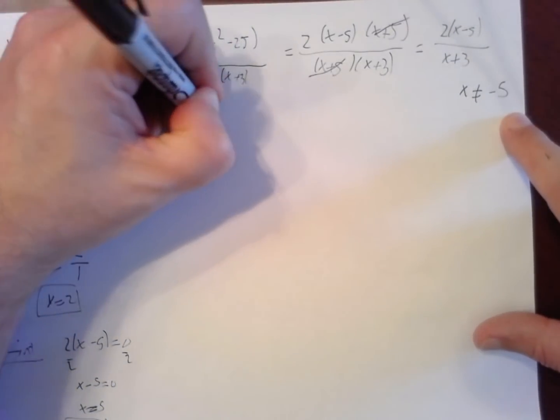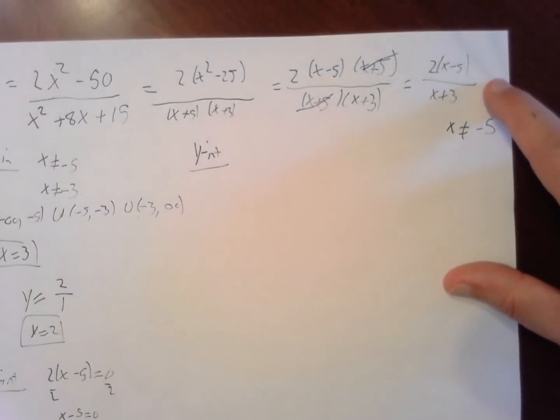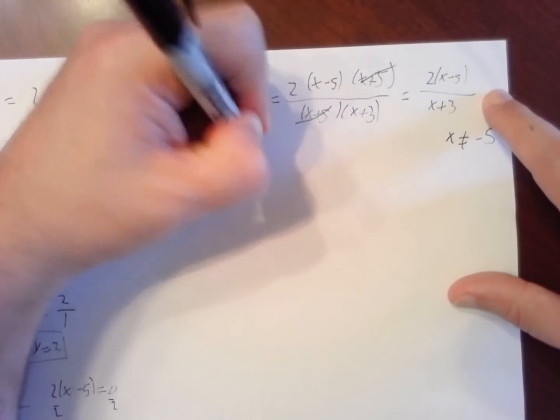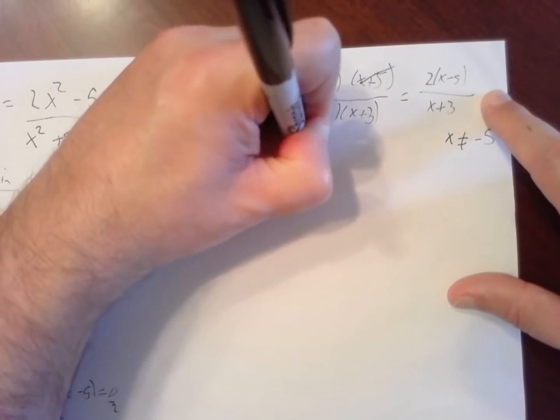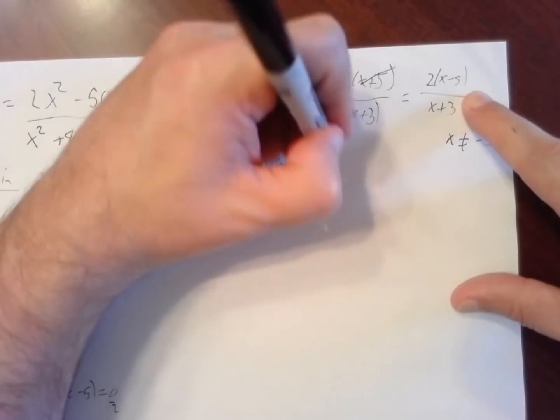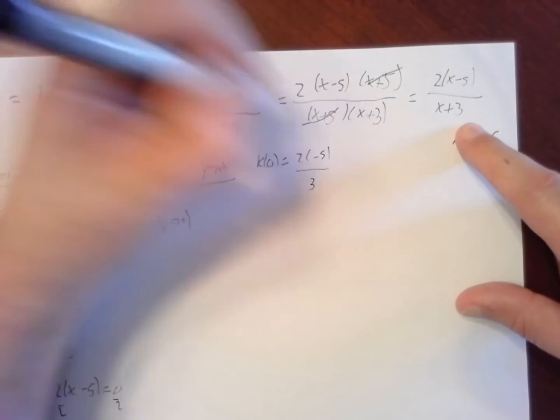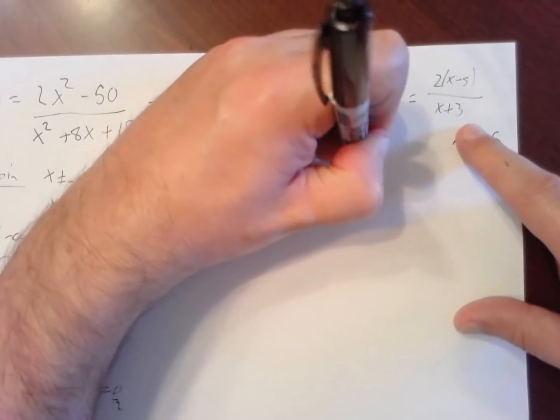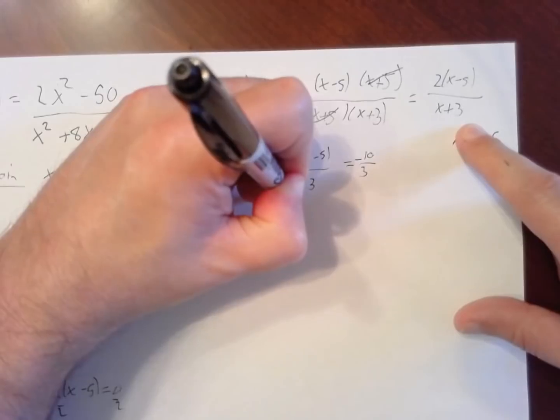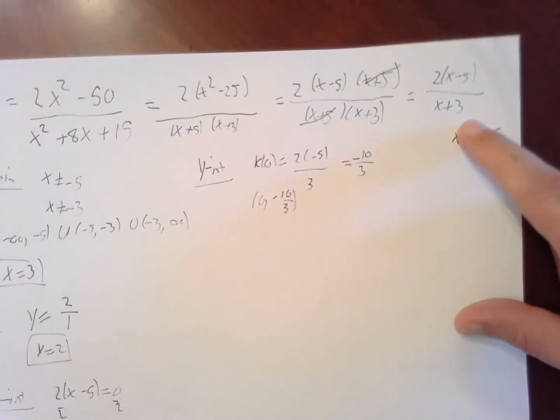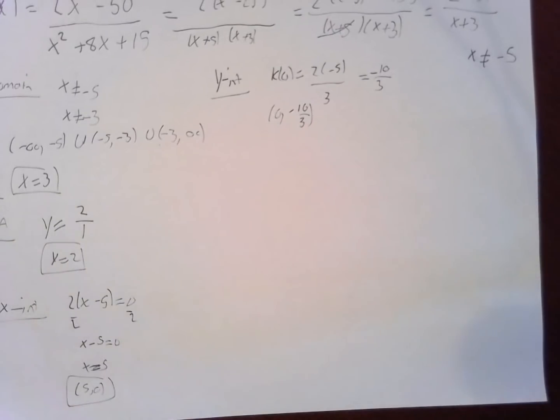Y-intercept. We plug in 0. So k of 0 is 2 times 0 minus 5, which is -5, over 0 plus 3, which is 3. I think that's -10 thirds. So the point is (0, -10/3). Let's take this information and put it on my graph.